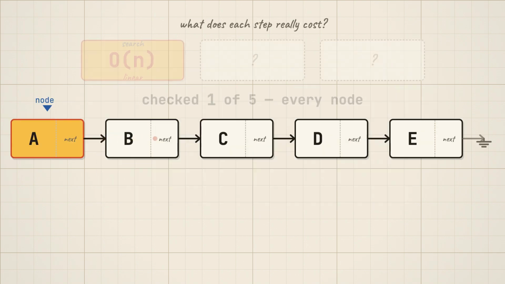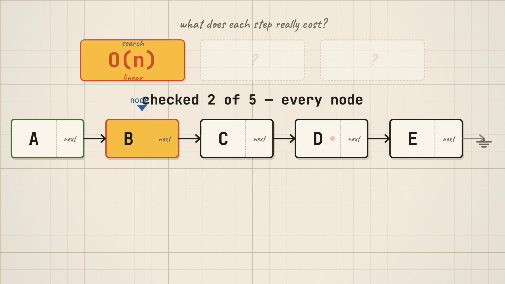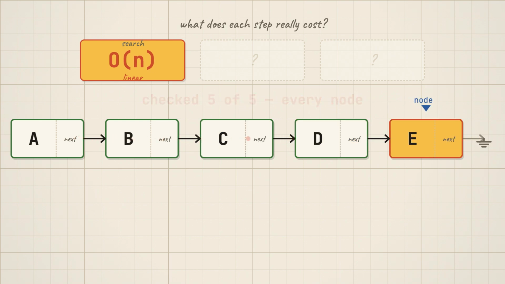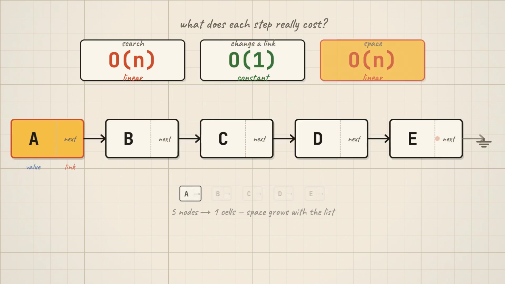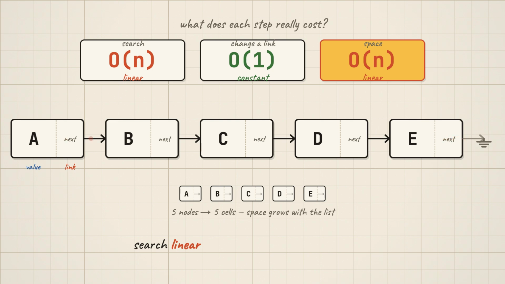Finding a node means walking from the head, and in the worst case, you check every node, so search runs in linear time. The relink itself does not grow. 2 links stay 2 links, whether the list has 10 nodes or 10 million. So once you are on the spot, insert and delete run in constant time, and each node stores a value and a link, so the list uses linear space. So search is linear, changing a link is constant, and space is linear.